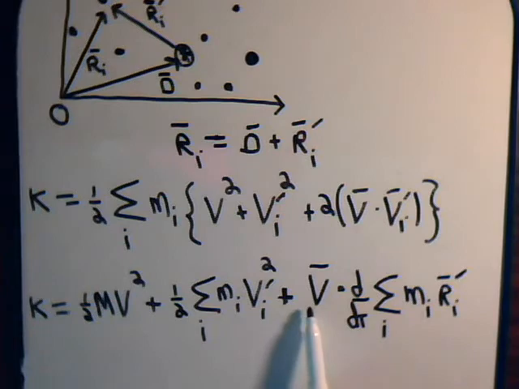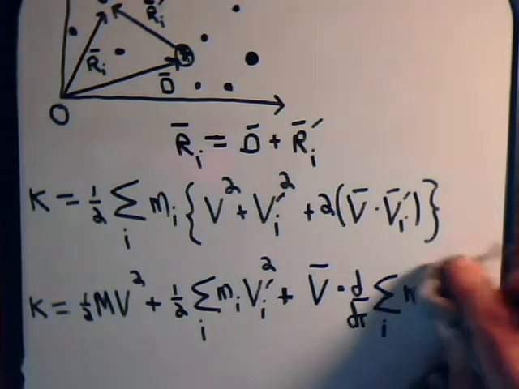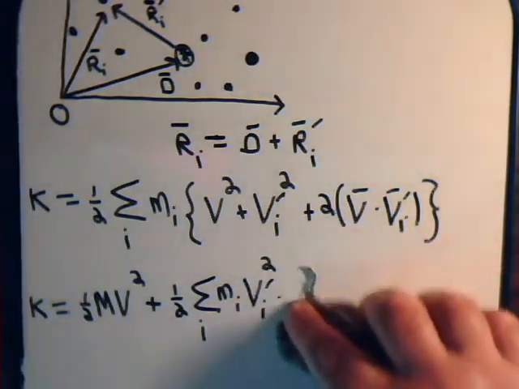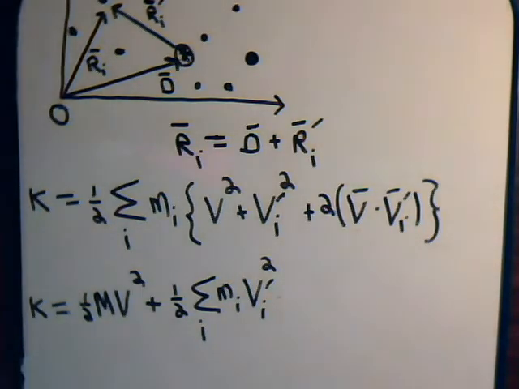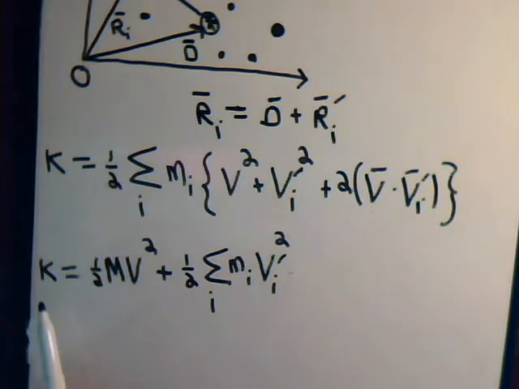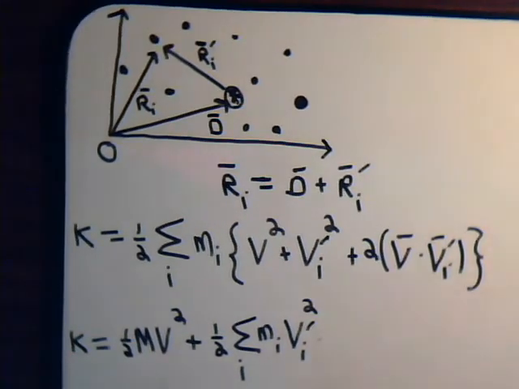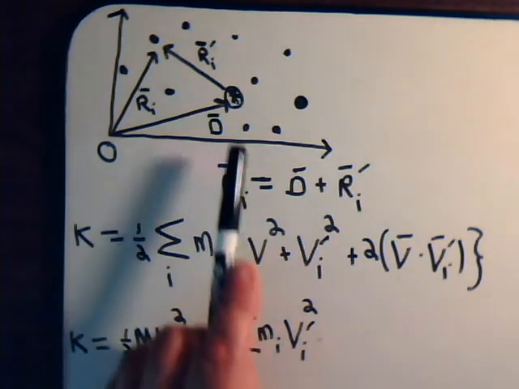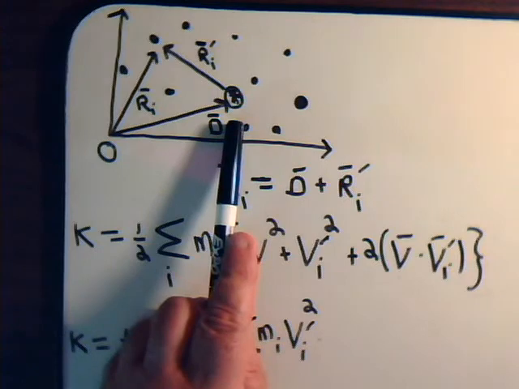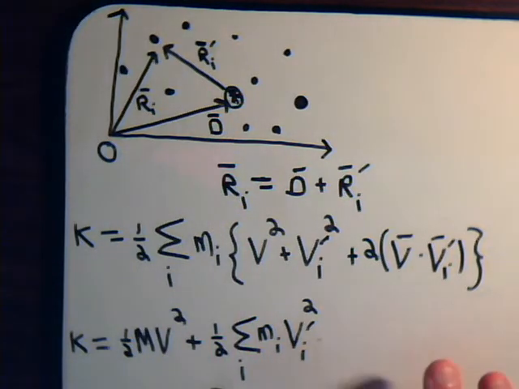But this term here, for the kinetic energy, is 0, so we can take this away. And here then is the expression for the kinetic energy. So this would be then, that's the kinetic energy of the center of mass of the system, plus this would be the kinetic energy relative to the center of mass of the system.